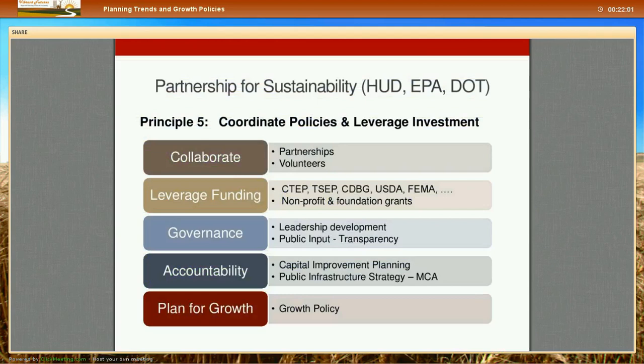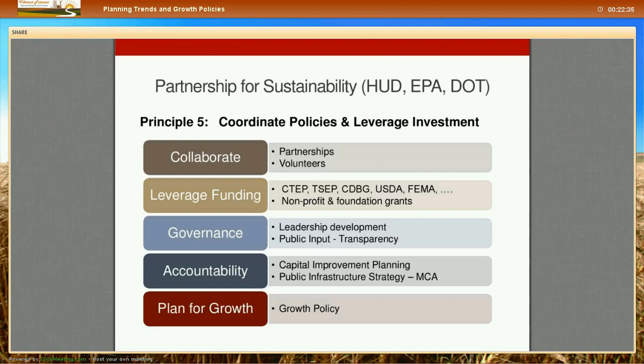The Partnership for Sustainability that includes HUD, EPA, and the U.S. Department of Transportation emphasizes 6 livability principles. Coordinating policies and leveraging investment is one of those principles. This graphic describes the different policies and strategies for leveraging resources. Local government and agencies may already be employing some of these strategies, but given the do more with less climate, these strategies become even more important.